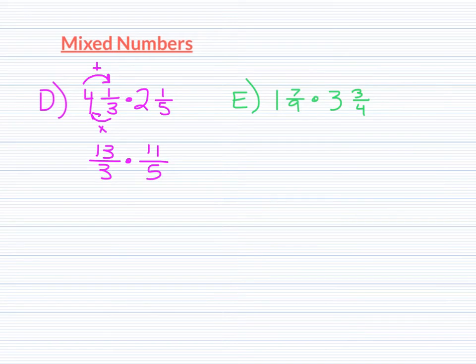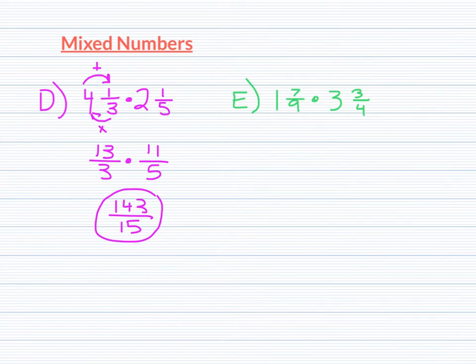Now 13 times 11, that's kind of a tricky one. That's going to give us 143. And 3 times 5 is 15. And 3 doesn't go into 143, neither does 5. So I don't think we can simplify this. I think that's going to have to be our final answer there. 143 over 15. Not the prettiest looking answer, but it's correct.